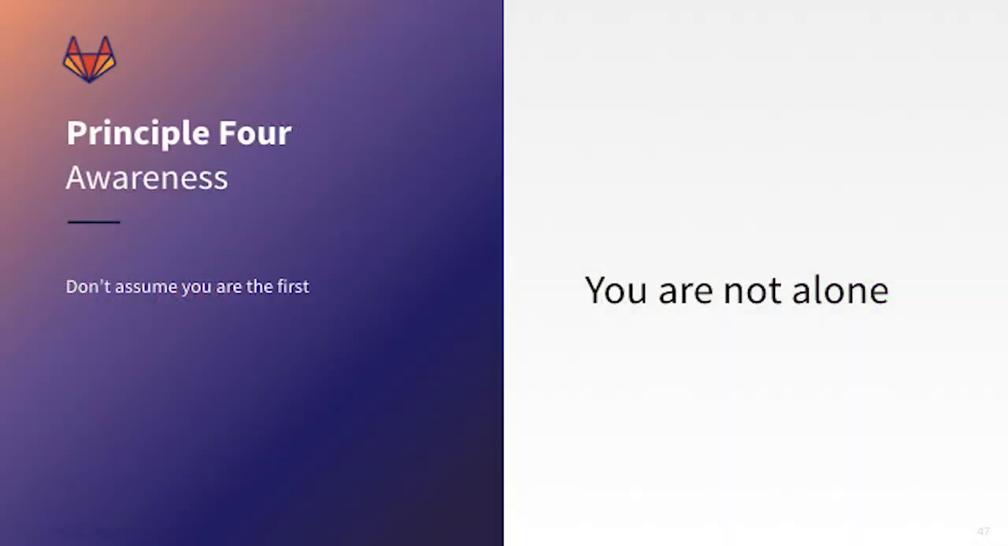Principle number four, awareness. I particularly love this one, right? Don't assume you're the first. Of course, there are smart people out there doing an excellent job. Don't assume that you're the first to do it. By this, we mean try to learn and collaborate with people.